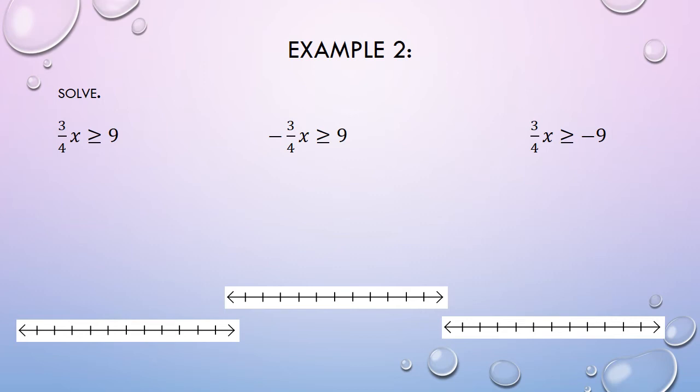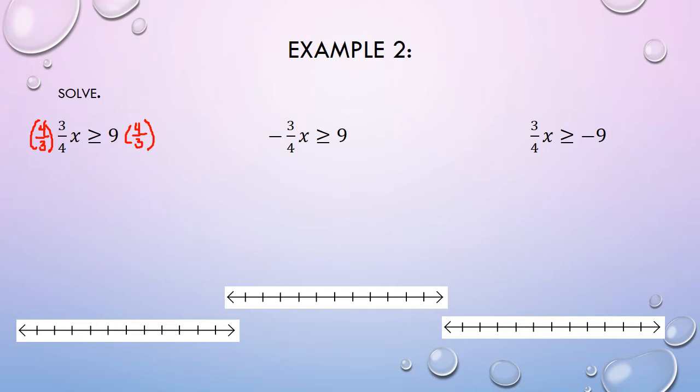So right here we need to get the x by itself. We see that the 3/4 is being multiplied, so we know the inverse of multiplication is division, so you're probably thinking, oh, we need to divide 3/4 on both sides. But then you remember, hey, we do not divide fractions. What do we do with fractions? And I hope you're saying that we multiply by the reciprocal. So the reciprocal, that is 4/3. So we multiply by 4/3 on both sides.